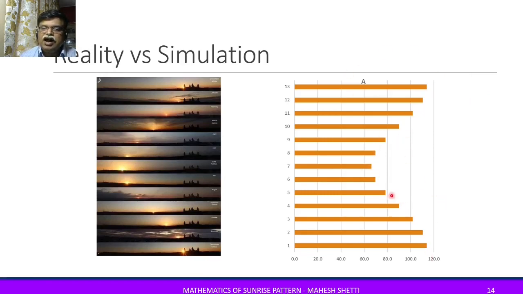This graph has been plotted for 8 degrees north, that is the Kanyakumari location, and you can see quite a nice resemblance. So astronomical patterns can always be given by various mathematical expressions. Learning the mathematics of astronomical objects is itself a joy. Thank you.